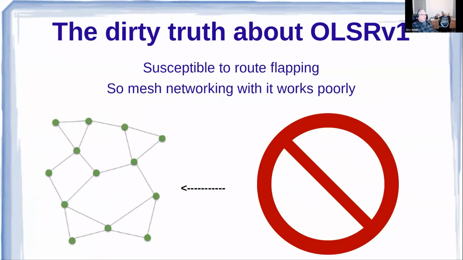All right, we're going to talk about OLSR version 1. It's very susceptible to route flapping, and I'll explain that. So mesh networking with it is problematic. As a matter of fact, AREDN has started to de-emphasize the mesh part of it. OLSR still works fine for route detection and things like that, but for alternate redundant routes, not so much.